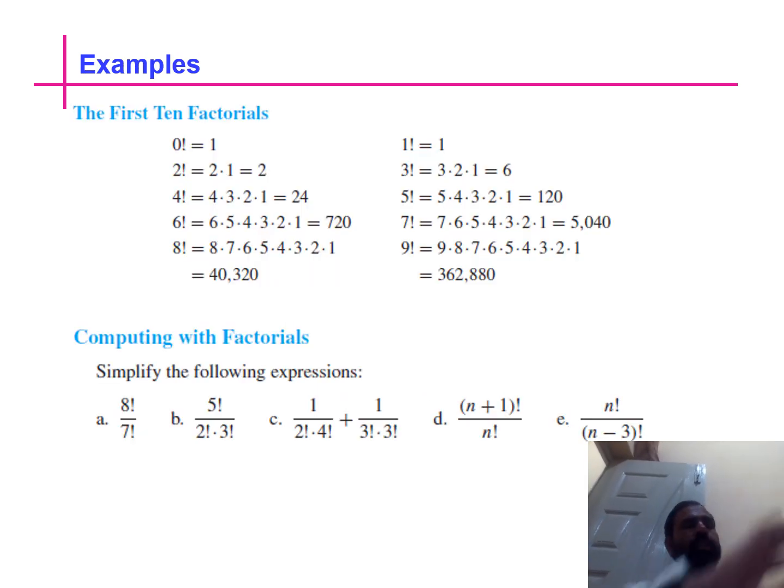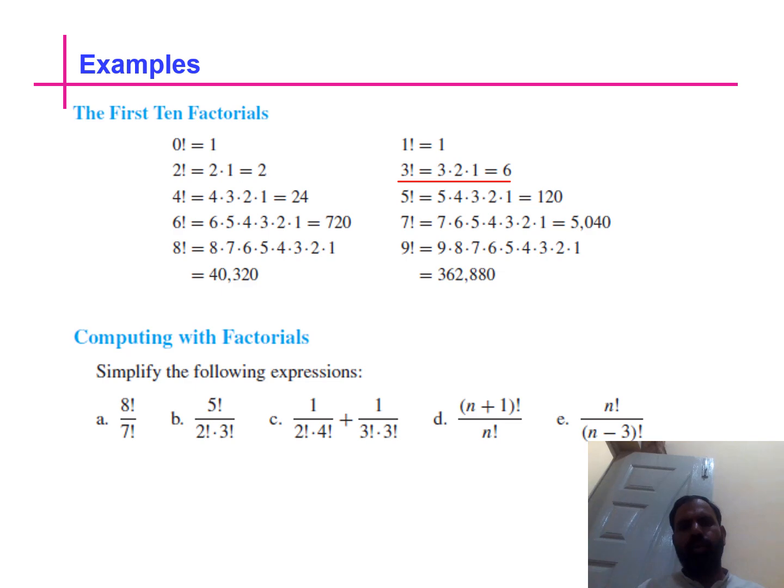In this example we discuss the first 10 factorials. 0 factorial is equal to 1, and 1 factorial is also equal to 1. This is understood. 2 factorial is 2 dot 1, which is equal to 2, and 3 factorial is 3 dot 2 dot 1. We reduce all these numbers, so this will become 6. 4 factorial is 4, 3, 2, 1. This is 24, and 5 factorial is 5, 4, 3, 2, 1. So this will become 120.